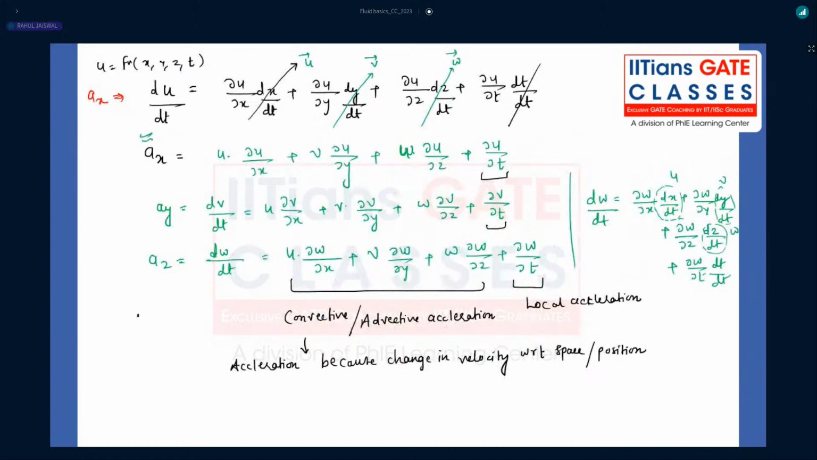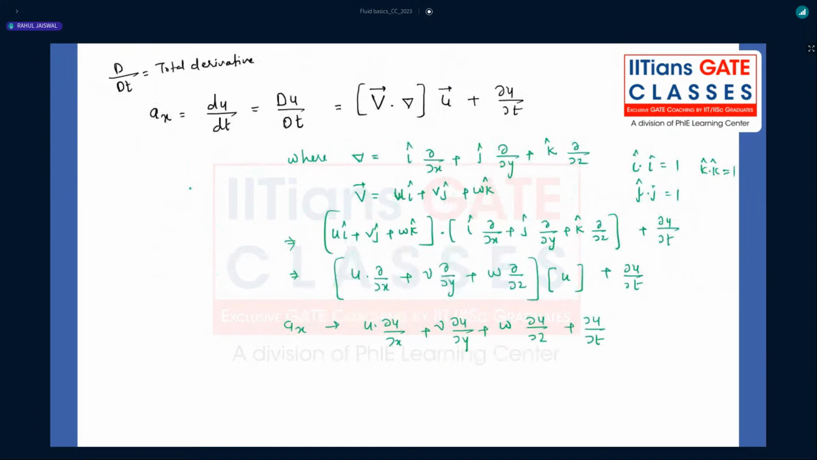If you compare, it is exactly the same equation, but we have to write it in the vector format. Similarly, what will be ay? That is dv by dt. Same thing, velocity vector V dot del into small v plus ∂v/∂t. Getting my point? All of you understand it in a vector format? Tell me, guys.